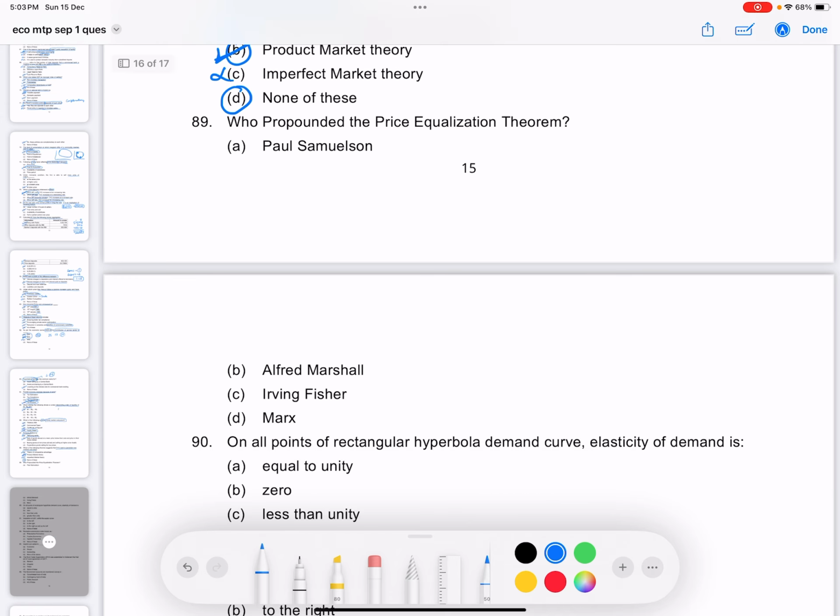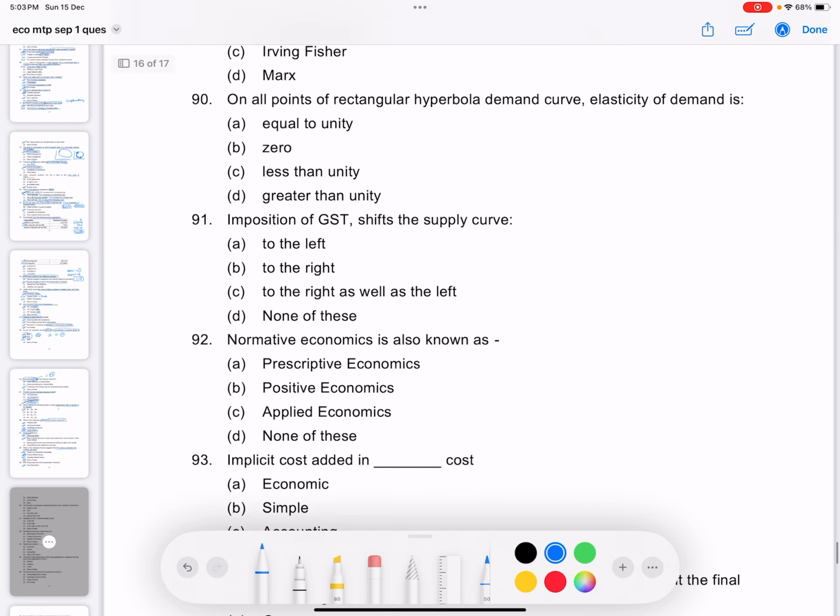Who propounded the price equalization theorem? ठीक है, you might not know this, but this is Paul Samuelson. On all points of rectangular hyperbola demand curve, this is the elasticity of demand is. So this is a special case when total revenue along this remains same throughout. So elasticity is equal to unity in this case.